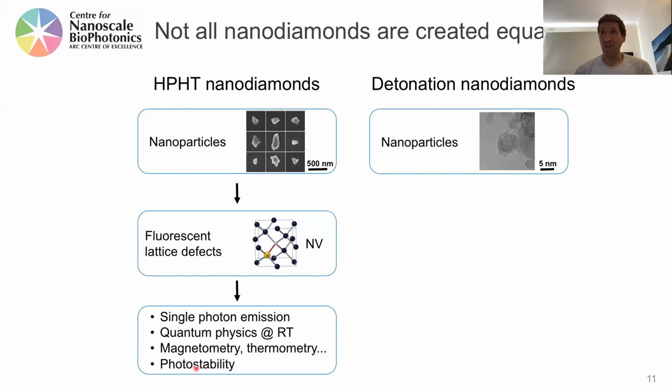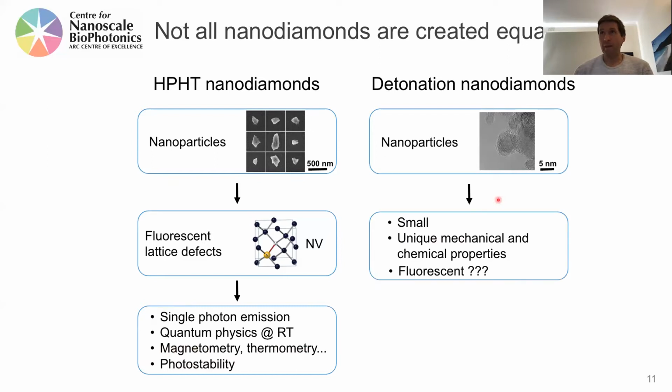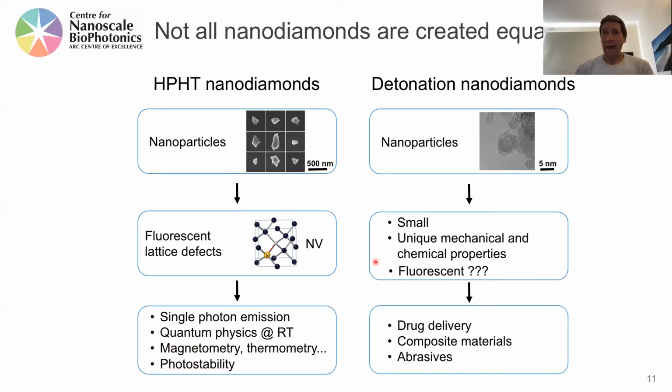Now, detonation nanodiamonds, most people are interested in those because they are quite small. They have unique mechanical and chemical properties, and it turns out they're also fluorescent, but that's more of a niche application at the moment and not really well understood. I'll talk a little bit about this later. They are traditionally more used in completely different areas like drug delivery, composite materials, and also as abrasives.